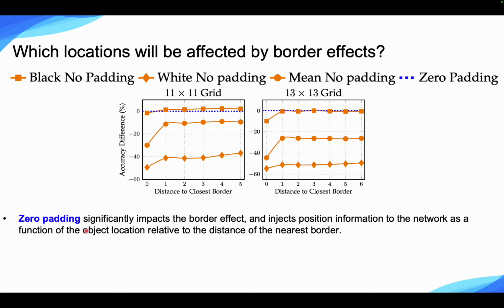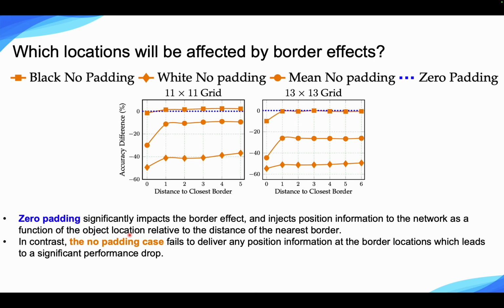And zero padding significantly impacts the border effects, and it injects position information to a network as a function of the object location relative to the distance of the nearest border. In contrast, the no padding case fails to deliver any position information at the border location, which leads to a significant performance drop.